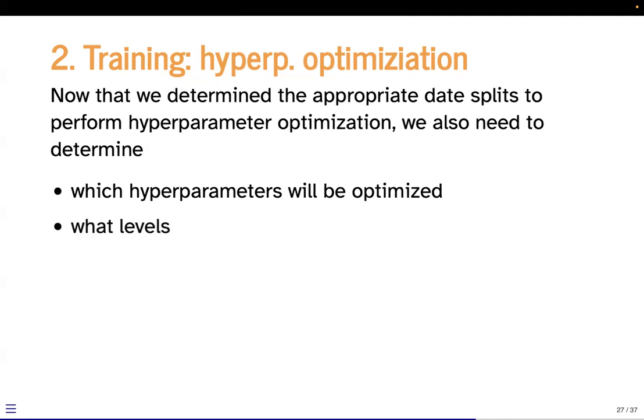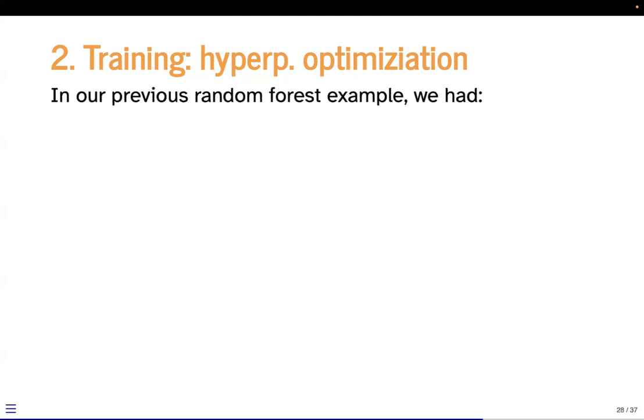Then we need to define what levels we want to optimize. We talked about mtry and trees in random forest. Those would be the hyperparameter types, but then we need to decide which levels within those types we want to test. And then finally, which optimization algorithm we want to use to explore that hyperparameter space. So let's talk about that next.